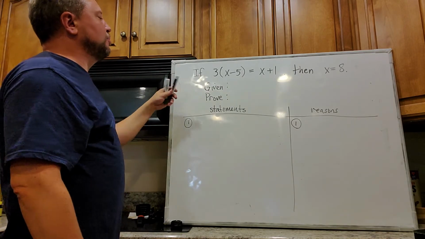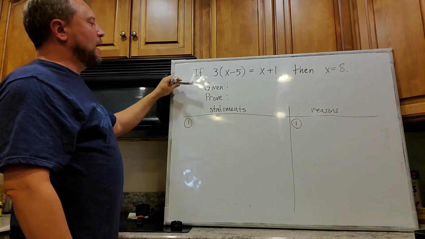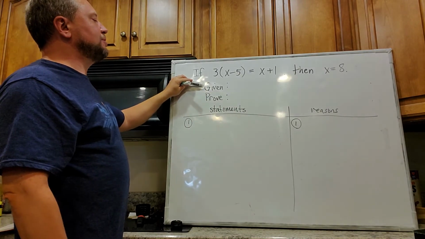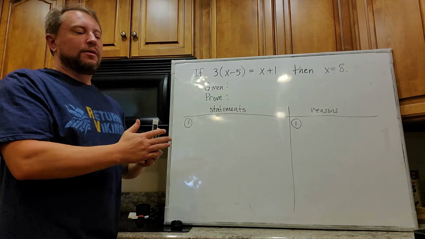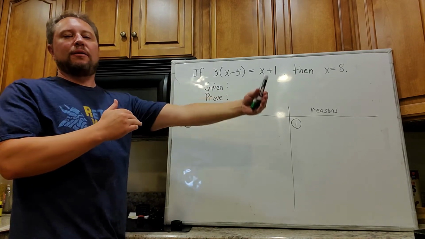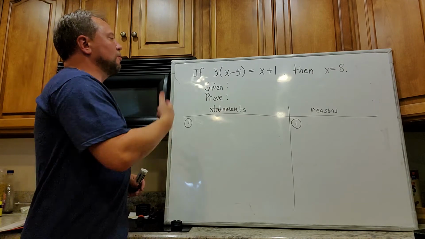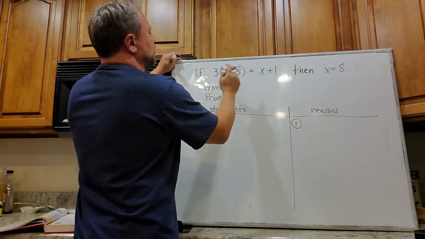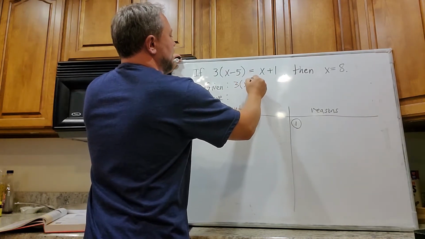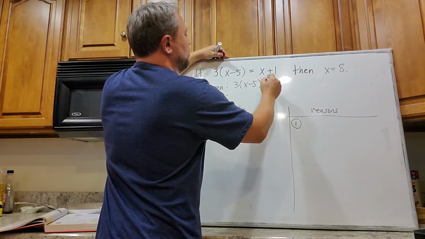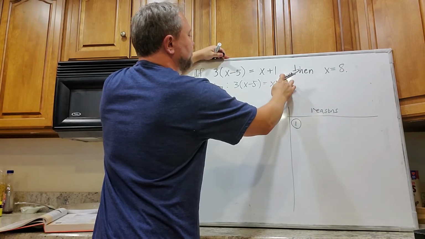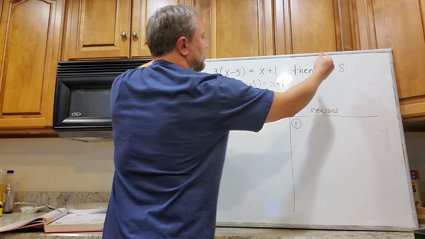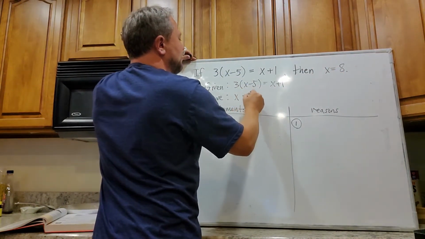Now, every proof, as I have mentioned, has a given statement and a proof statement. Think of the given statement as where you're starting. The proof statement is where we want to end up. So we're starting with this if part. If we already know that 3 times the quantity x minus 5 equals x plus 1, and we're trying to prove this last part, we're trying to show that x then is in fact 8.